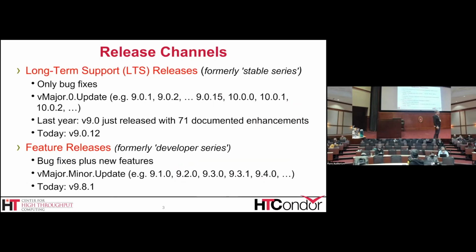So a year ago, in the long-term support releases, we had just released 9.0 that had 71 documented enhancements. And last year, we spent a lot of time going over what was new and different in 9.0. Since then, we've had 12 updates. So we use semantic versioning now. So what's on the web right now is 9.0.12. So those are bug fixes only. And the feature releases is at 9.8. So we've had 7 releases with new features.